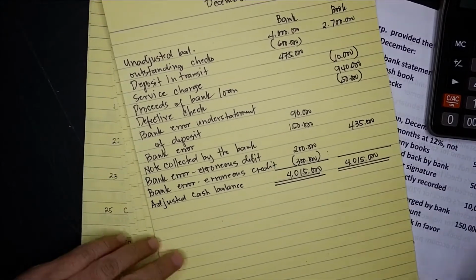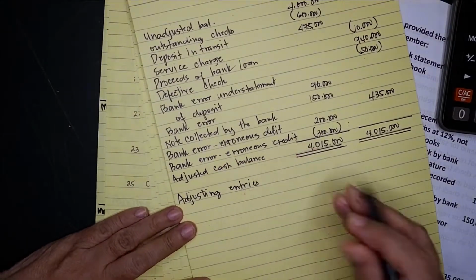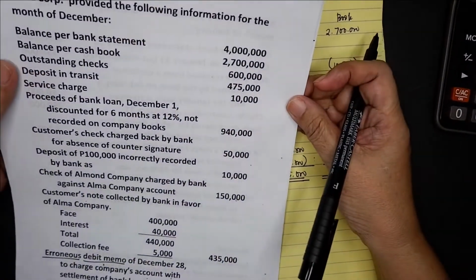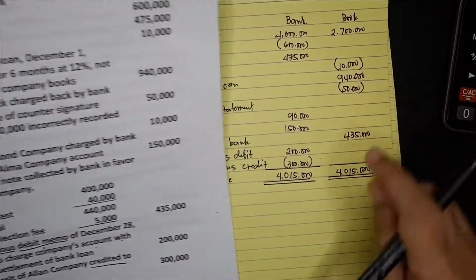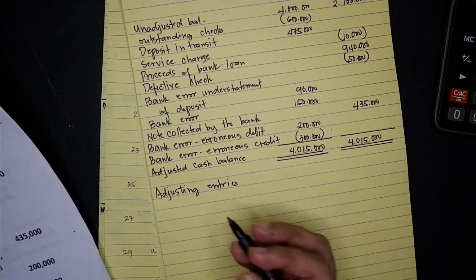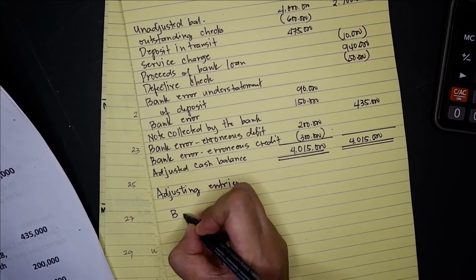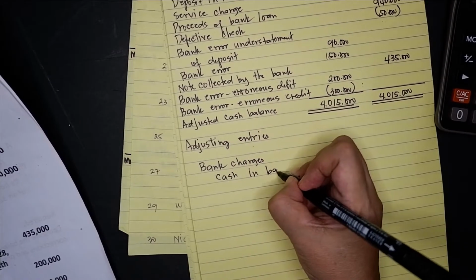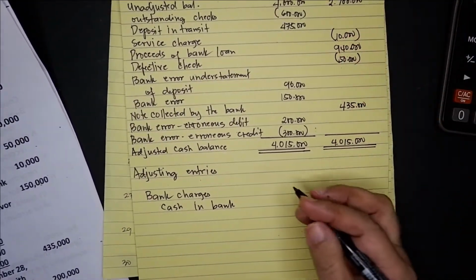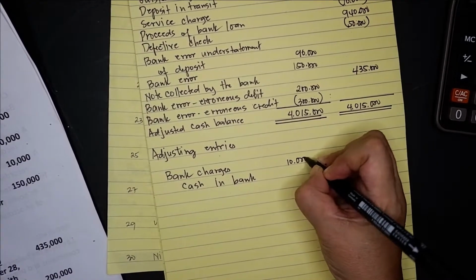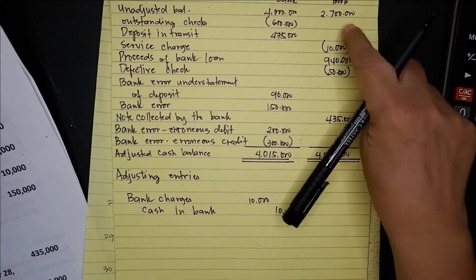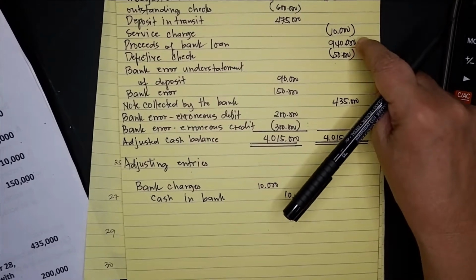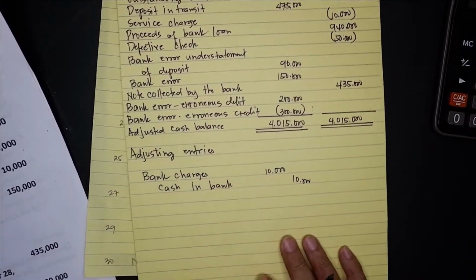Okay, let us prepare our adjusting entry. So let us have the first one, 10,000. That is service charge. So let us just prepare one entry at a time. So debit, bank charges. Credit, cash in bank. That is 10,000. Again, if it is minus, it means cash in bank is on the credit side. If it is positive, cash in bank is on the debit side.